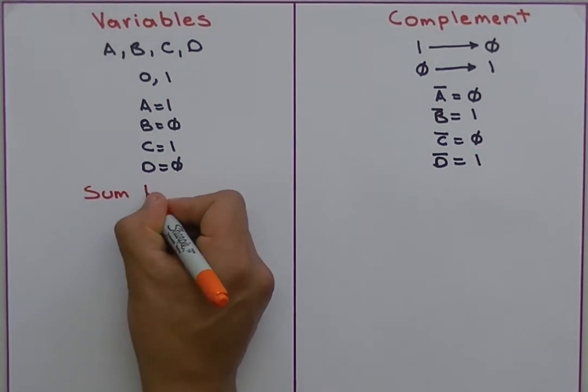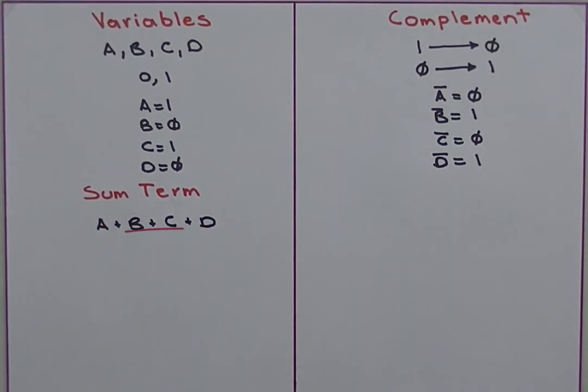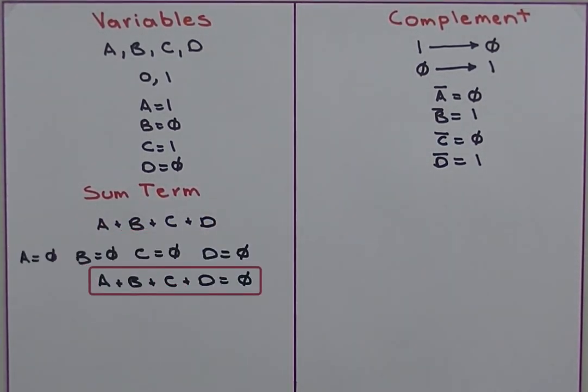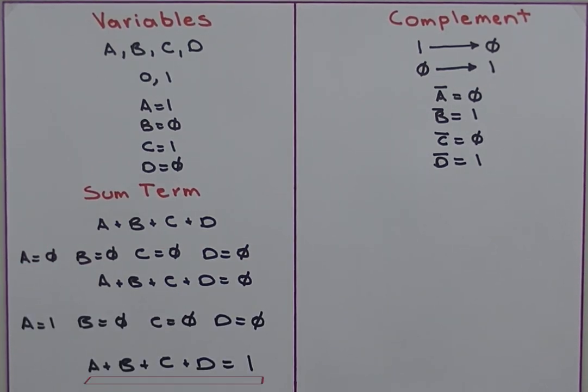We can add the variables creating a sum term. The sum term is 0 if all the variables are 0. Also, the sum term is 1 if at least one variable is equal to 1. Here, let's suppose A is 1, and the rest of the variables are 0. Now, since in this expression the variable A is 1, the resultant sum term is equal to 1.